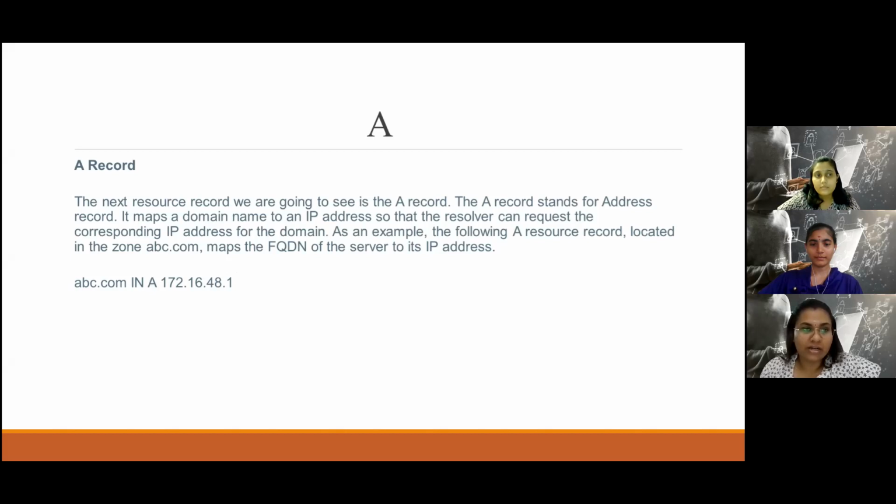A record. The next resource record we are going to see is the A record. The A record stands for address record. It maps a domain name to an IP address so that the resolver can request the corresponding IP address for the domain. As an example, the following A resource record located in the zone abc.com maps the FQDN of the server to its IP address: abc.com IN A 172.16.48.1.